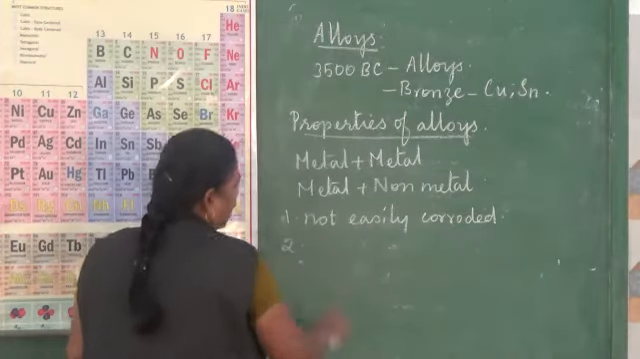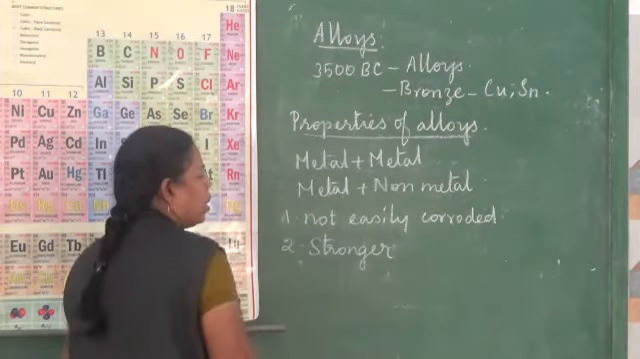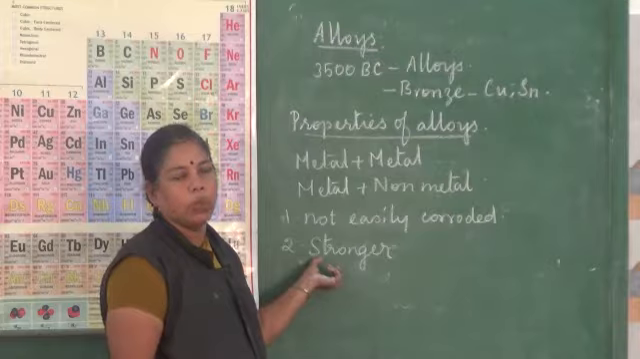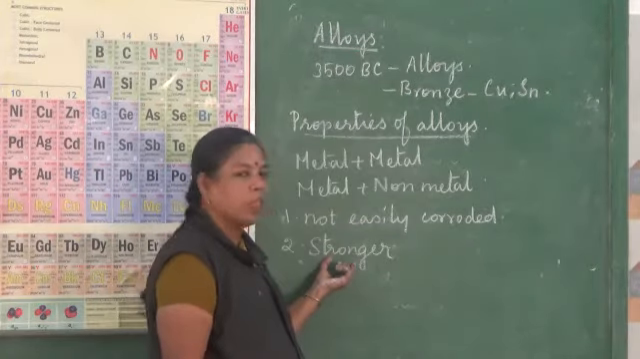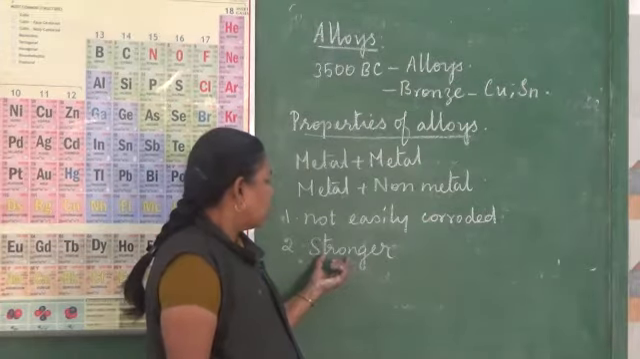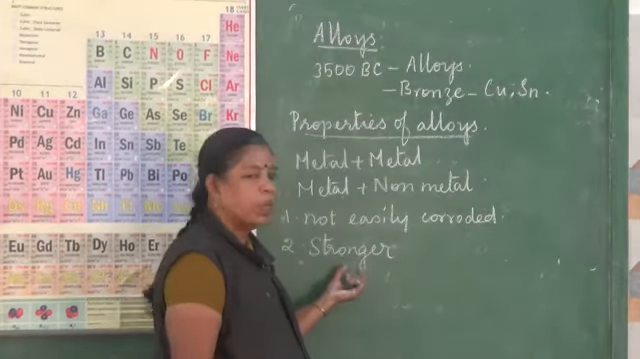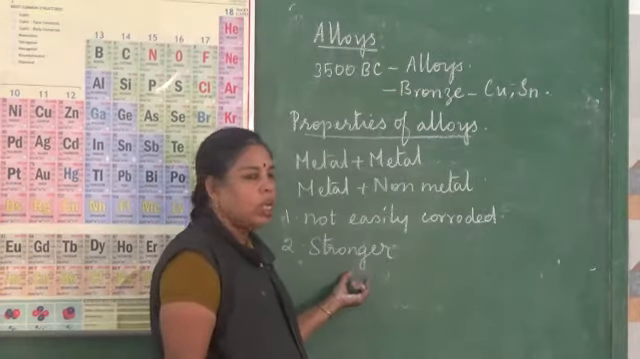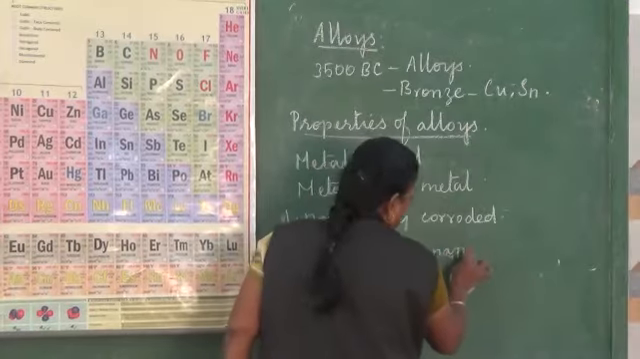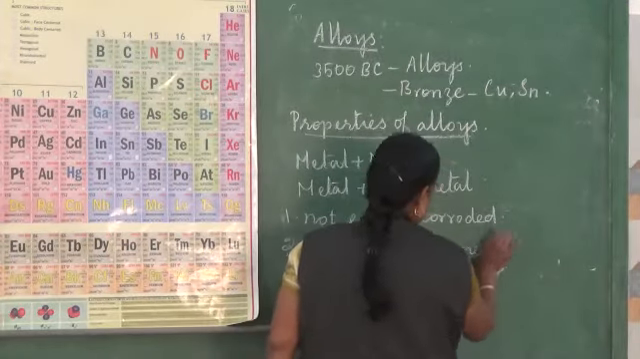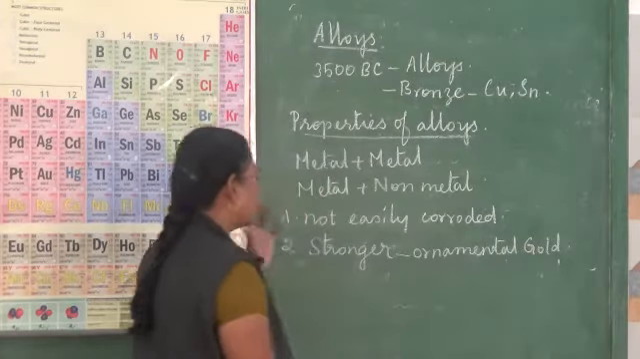That is the first property, and alloys are stronger than the respective metals. For example, pure gold is not good for making ornaments. Why is it not good? If we make ornaments with pure gold, it will be brittle. When it is mixed with copper, the ornamental gold is stronger than gold. The ornamental gold is an alloy that is stronger than pure gold and copper. So that is the second property.